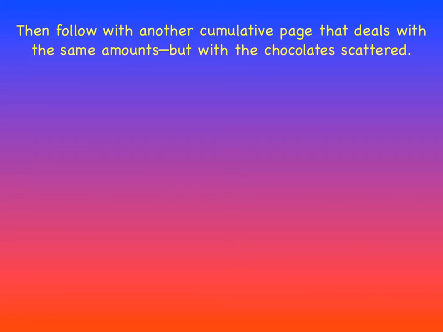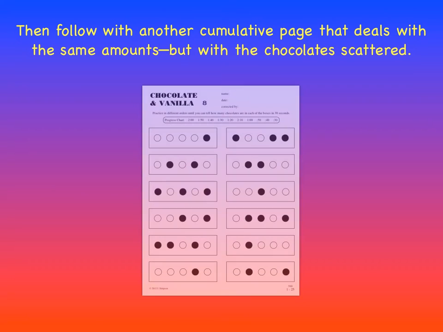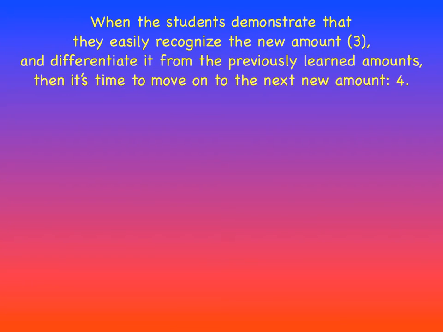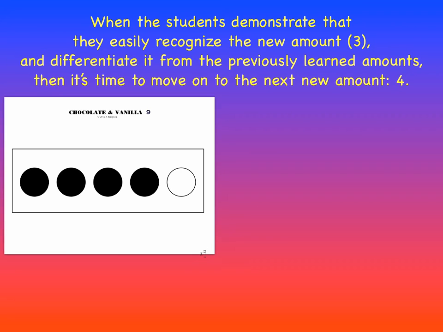Then follow with another cumulative page that deals with the same amounts, but with the chocolates scattered. When the students demonstrate that they easily recognize the new amount, 3, and differentiate it from the previously learned amounts, then it's time to move on to the next new amount, 4. So you use the same kind of pages as before.